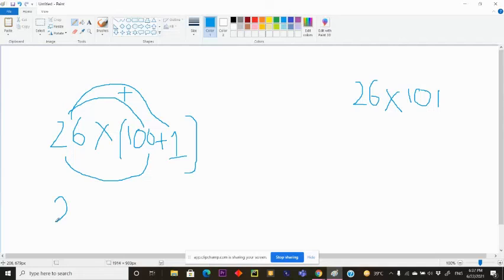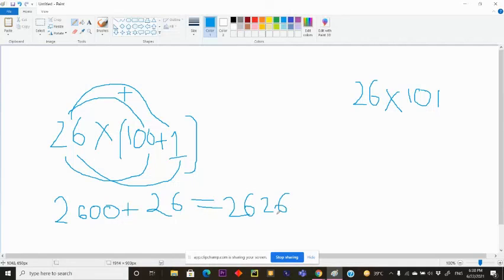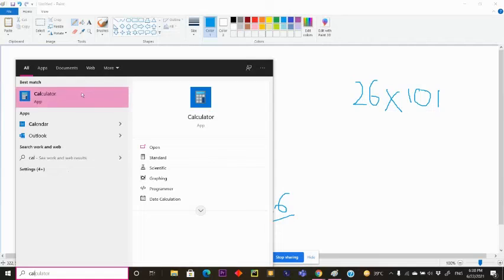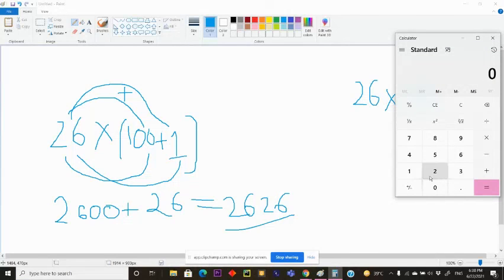So what is 26 by 100? 2600. What is 26 by 1? 26. 26 ones are 26. What is the answer? 2626. Is the answer correct? Let's check it on calculator. 26 into 101. The answer is the same, 2626. Wasn't it so easy?